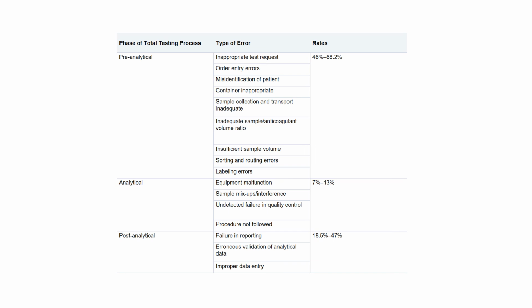For the analytical phase, the types of error are most commonly due to equipment malfunction, sample mix-up or interference, undetected failure in quality control, and procedures not being followed properly. The rate of error is between 7 and 13%. In the post-analytical phase, the most common errors include failure in reporting, erroneous validation of analytical data, and improper data entry. The rate of error ranges between 18.5 and 47%.